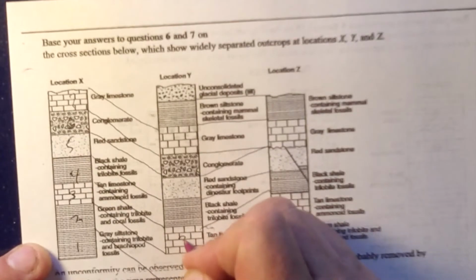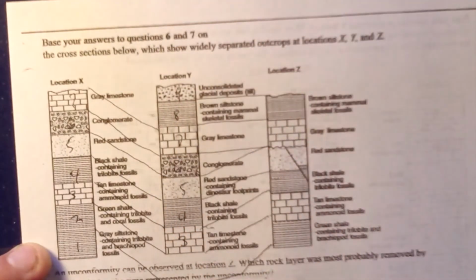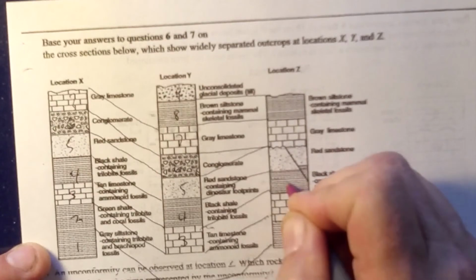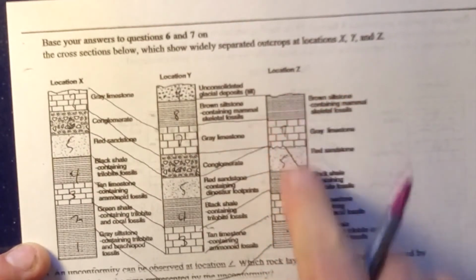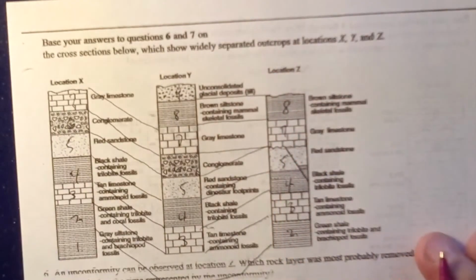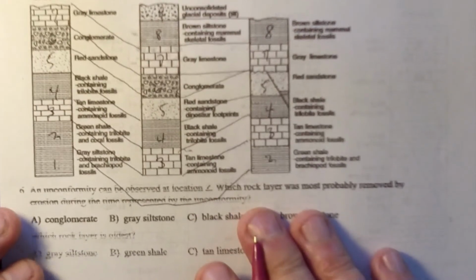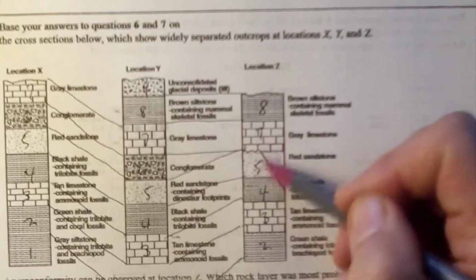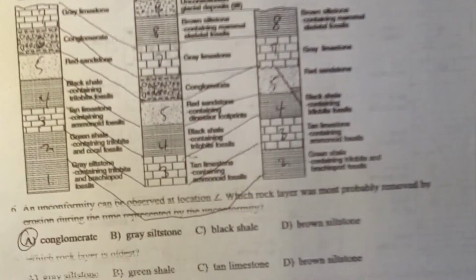I'll move the 3 over to here. So there's 3, 4, 5, 6, 7, 8, and 9. Over here, this matches up over here. So here's 2, 3, 4, 5, 7. There's the unconformity, missing a layer in there, and number 8. So an unconformity can be observed at location Z. Which rock layer was probably removed during the time here? You can see in between here and here, we have the conglomerate has been removed.